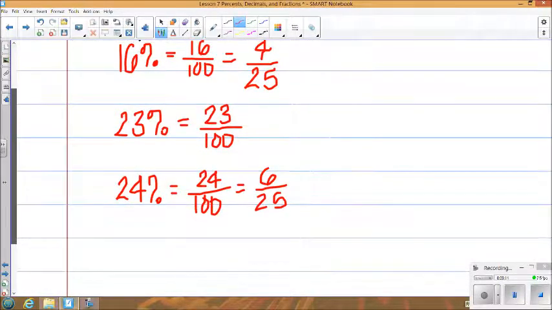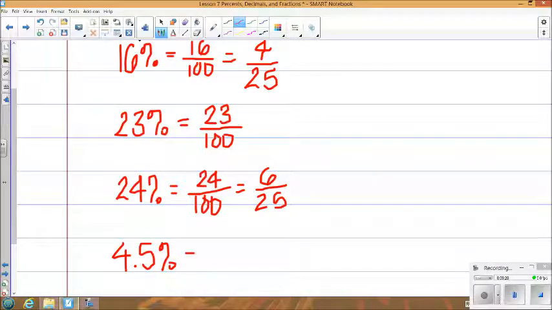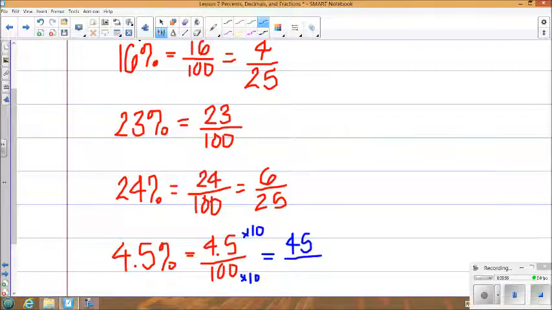Let's see. What if I had 4.5%? So this is the same thing as saying 4.5 per 100. To think about reducing this, the easiest thing to do is to first make that 0.5 a whole number. To do that, I need to move it 1 decimal place, which really means I'm multiplying everything by 10. So you move the top over 1 decimal place, and then you have to move the bottom too, so you're getting 1,000 on the bottom.